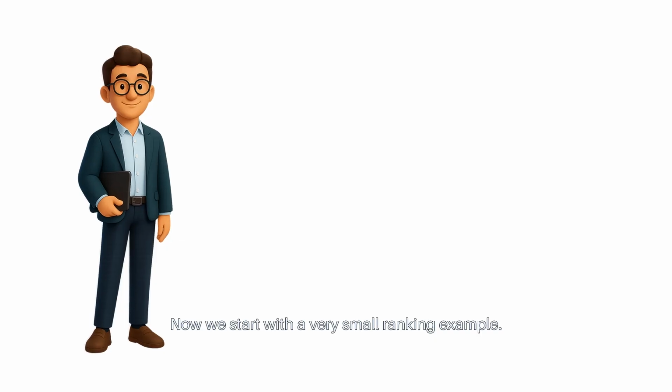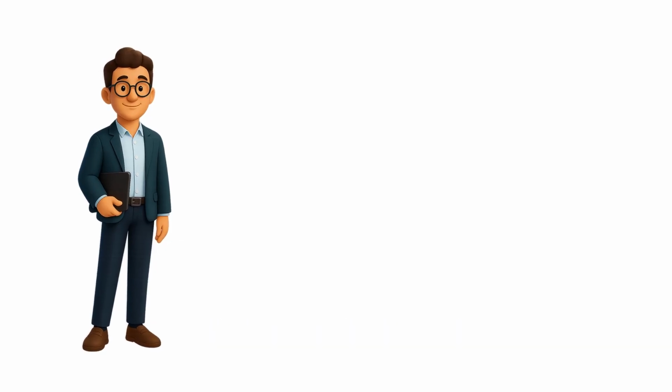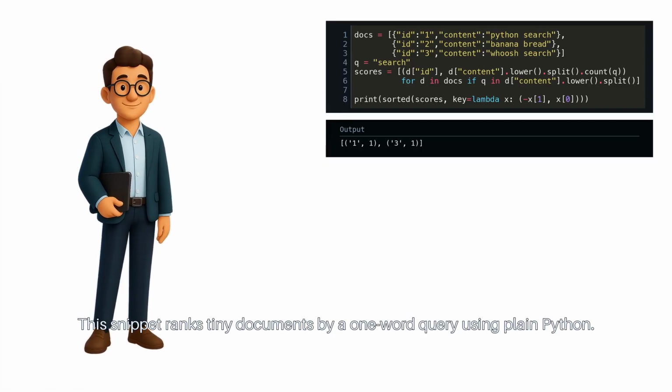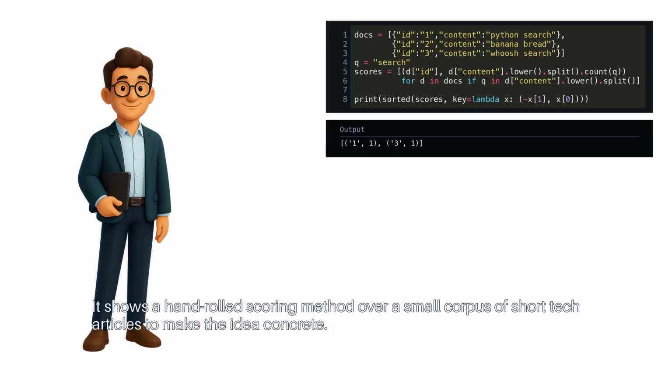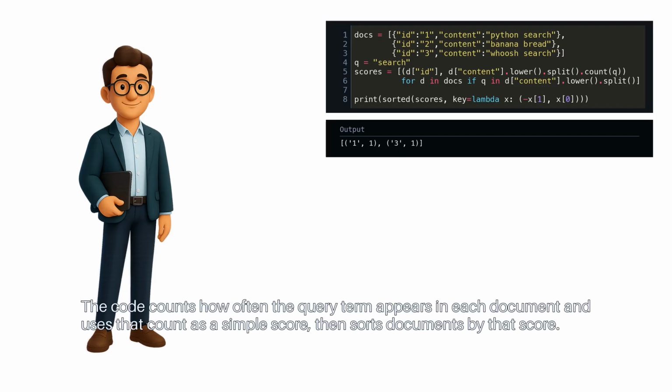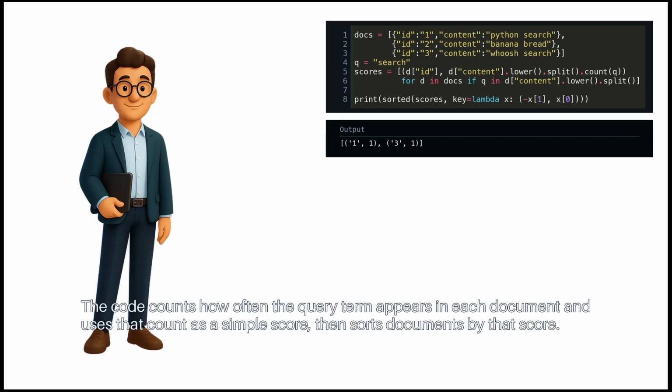Now we start with a very small ranking example. This snippet ranks tiny documents by a one-word query using plain Python. It shows a hand-rolled scoring method over a small corpus of short tech articles to make the idea concrete. The code counts how often the query term appears in each document and uses that count as a simple score, then sorts documents by that score.